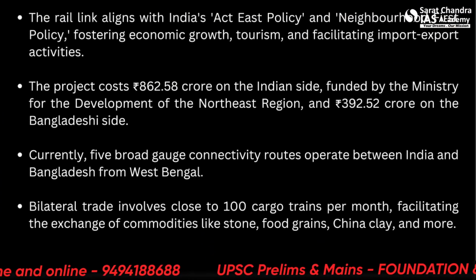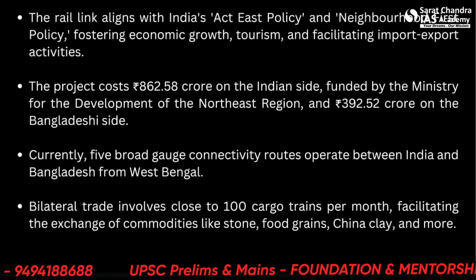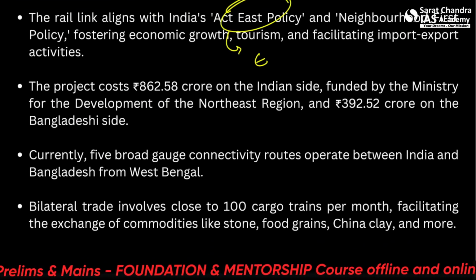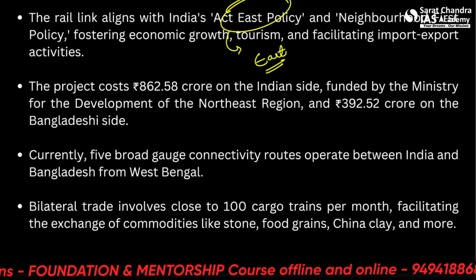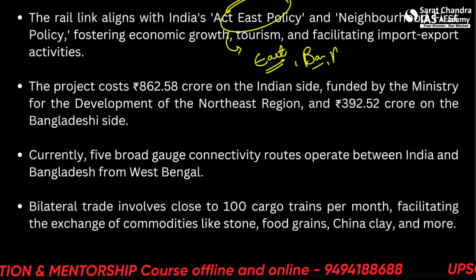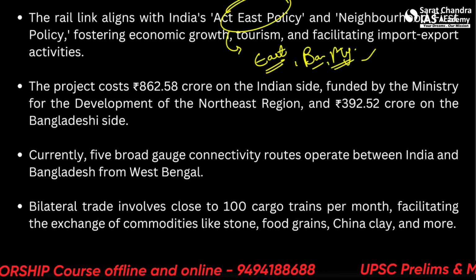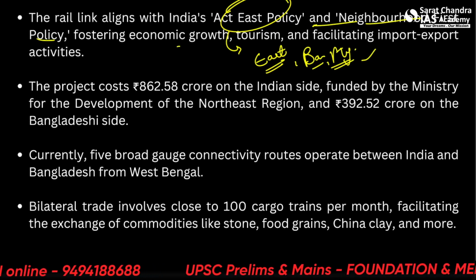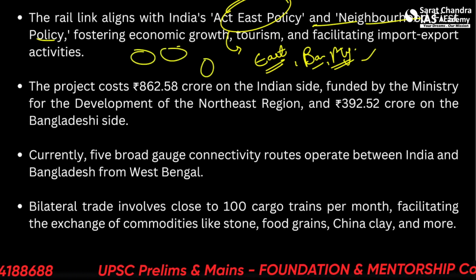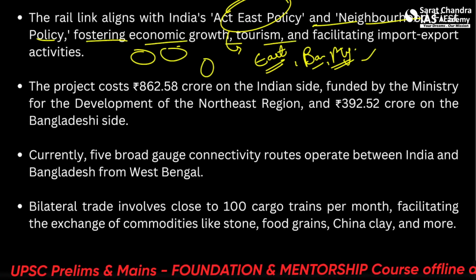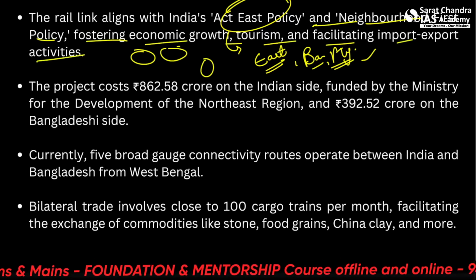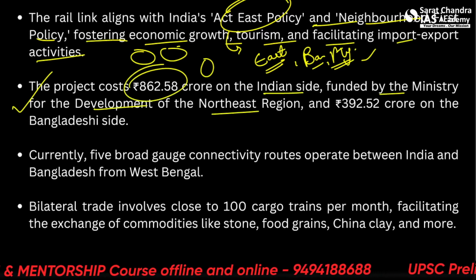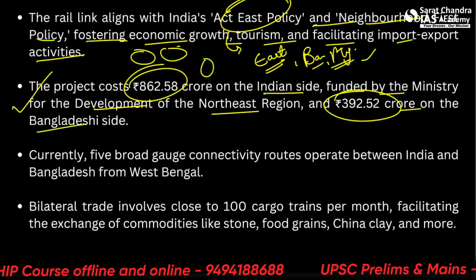This rail link aligns with India's Act East policy. That means establishing relations with countries which are east to us. First of them is Bangladesh, then Myanmar, and so on, Vietnam, Cambodia, Thailand, etc. And the Neighborhood First policy. Bangladesh is our neighbor also. Neighbors are Bhutan here, Nepal here, Bangladesh here, etc. It fosters economic growth, tourism and facilitates import-export activities. The project cost 862 crore on the Indian side, funded by the Ministry for Development of the Northeast Region, and 392 crores on the Bangladeshi side.